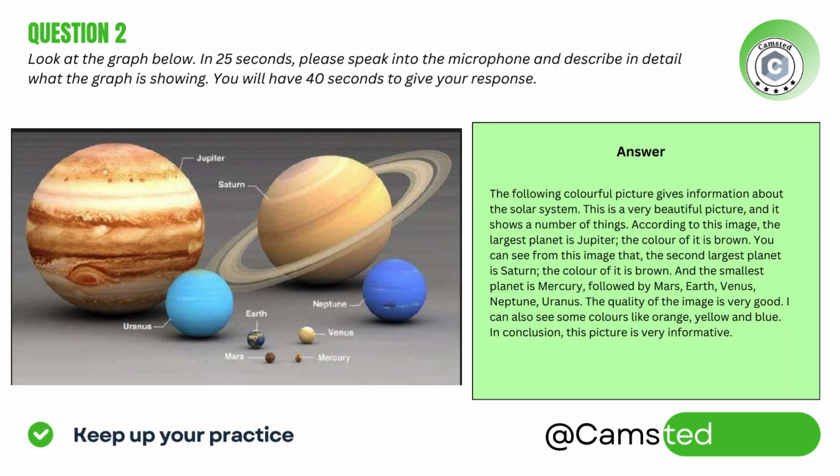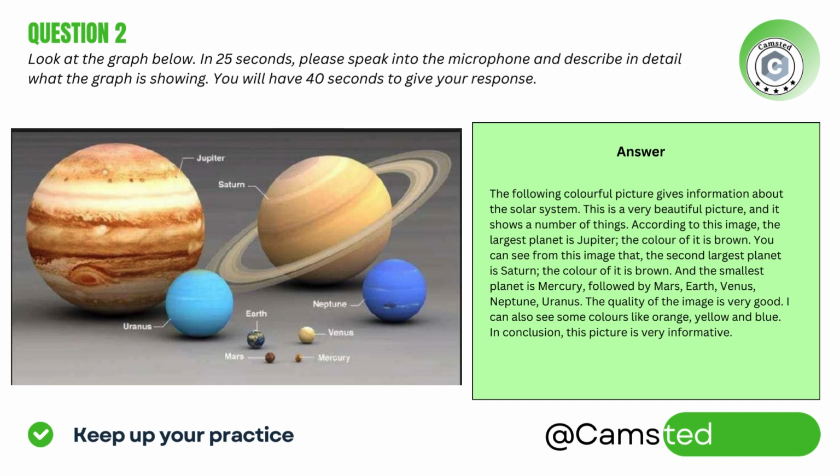The following colorful picture gives information about the solar system. This is a very beautiful picture, and it shows a number of things. According to this image, the largest planet is Jupiter, the color of it is brown. You can see from this image that, the second largest planet is Saturn, the color of it is brown.